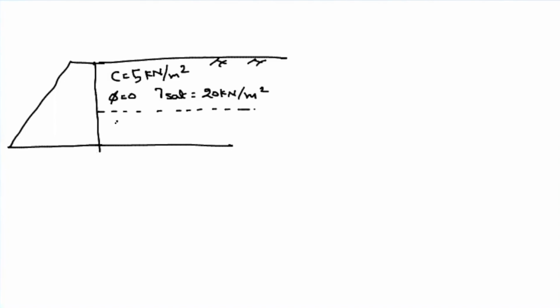The bottom soil has phi equal to 30 degrees. Here it is purely cohesionless soil, C equal to 0, and in this case gamma saturation will be equal to 18 kilonewton per meter cube. The topmost layer is 3 meter and the bottommost layer is 2 meter, and the water table is at the top surface.